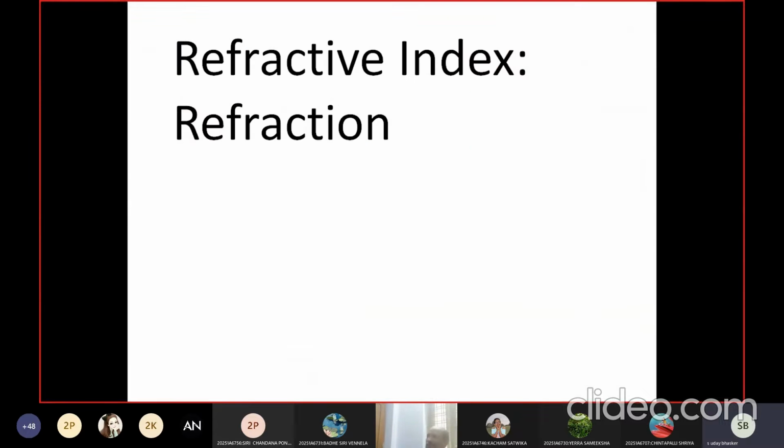Now somebody else was talking with regards to C by V. Refractive index is also defined mathematically as a ratio of velocity of light in vacuum to the velocity of light in that particular medium. Refractive index of any medium is a comparative value of velocity of light with respect to vacuum. So you are dividing velocity of light in vacuum by velocity of light in that particular medium.